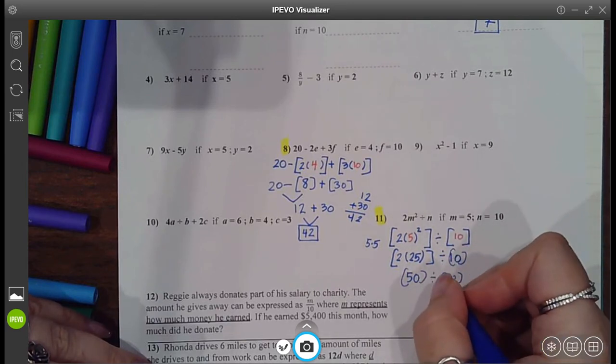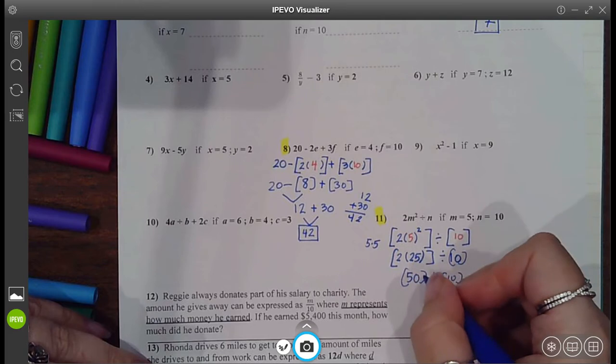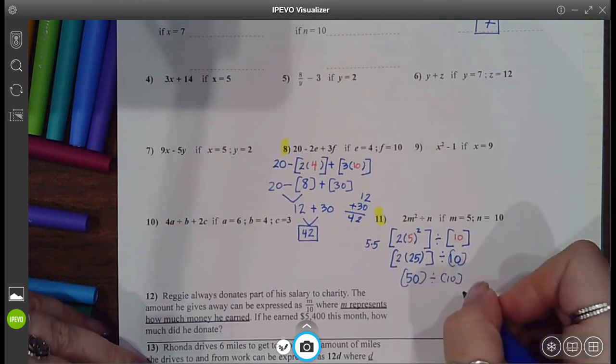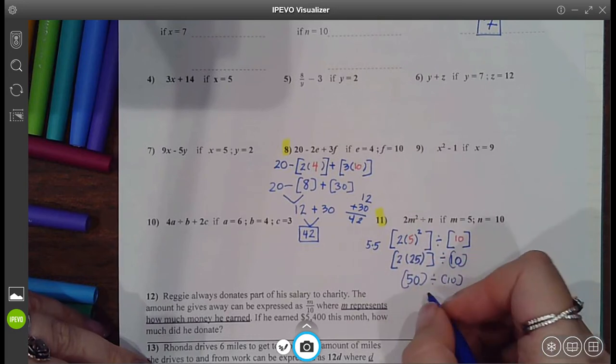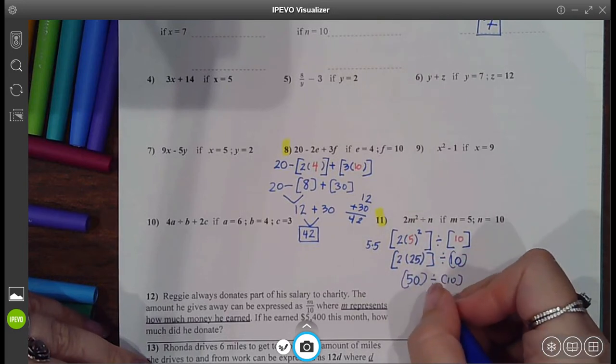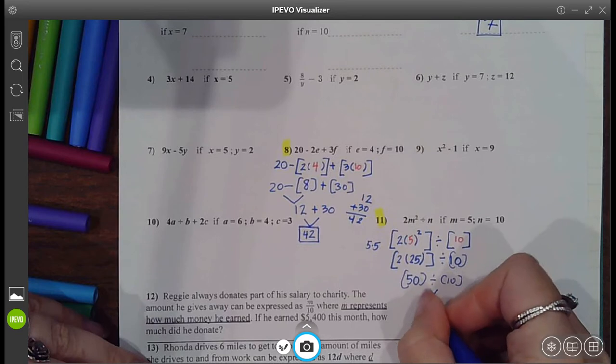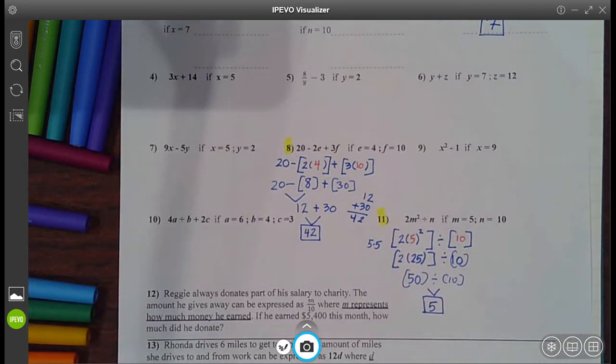So now you have 50 divided by 10. Once you get it down to one singular number, if you don't put it inside of brackets, that's okay. I just do it at this step so I know I have to do this first. Okay, 50 divided by 10 is 5, and that should be your final answer. All right, if you got those right, good job. I purposely picked some of the hardest ones.